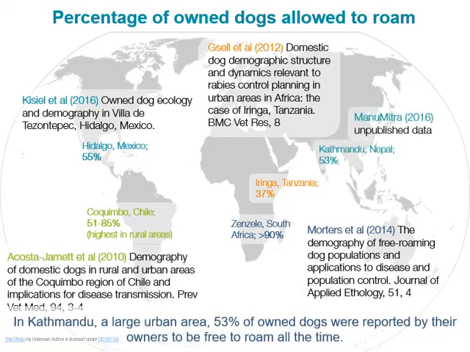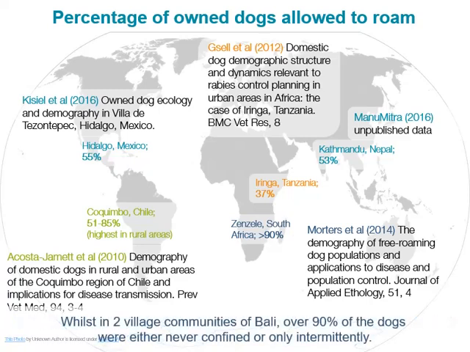In Kathmandu, a large urban area, 53% of owned dogs were reported by their owners to be free to roam all the time, whilst in two village communities of Bali, over 90% of the dogs were either never confined or only intermittently.